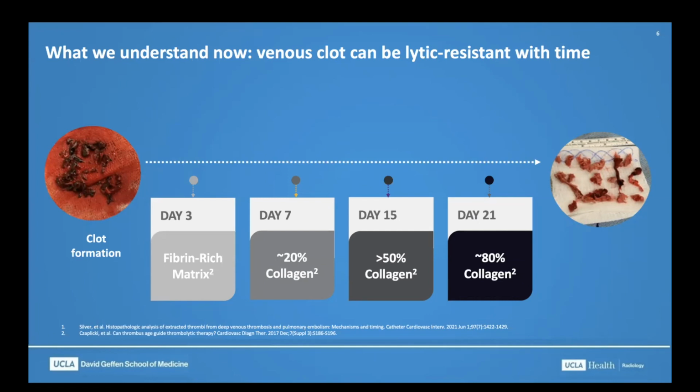When you're at day 15 or 21, now you have more collagen, and your clot goes from red to this white appearance when you take it out of a patient. But when you put it on a microscope, when it's mostly collagen, it may not be something that comes out easily, and it doesn't break down with TPA.